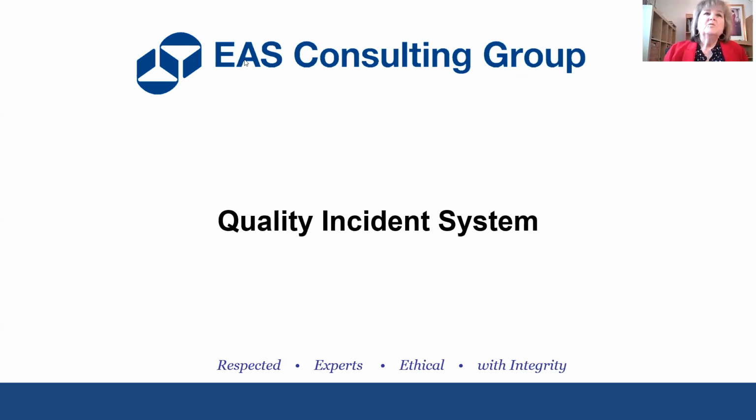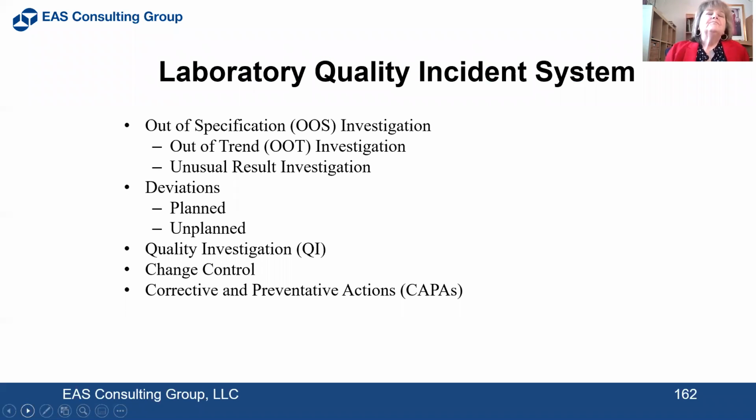All right, so we're going to discuss quality incident system. There are several different types of investigations that you will have to deal with in a laboratory because nothing ever goes perfectly. There's out of specification investigation, out of trend investigation, an unusual result investigation. You're going to have deviations that are planned and unplanned. You're going to have quality investigations. You're going to have change control, and then you're going to have corrective and preventative actions, which are known as CAPAs.